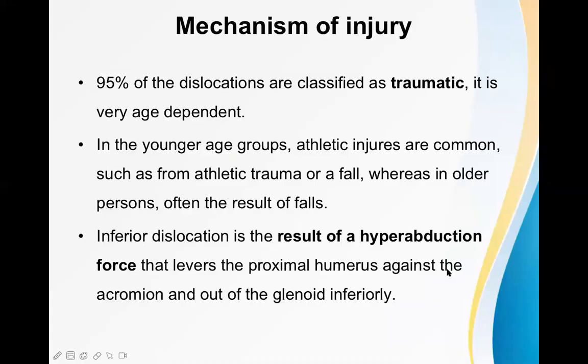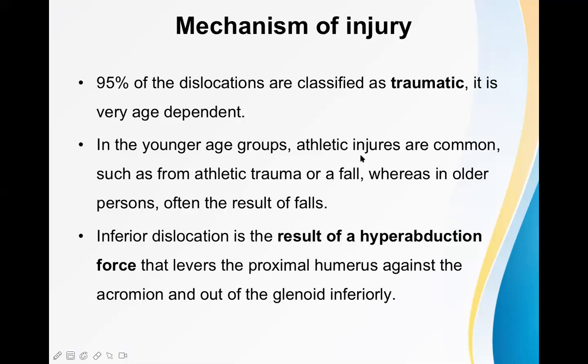Now, what is the mechanism of injury here? What type of injury causes these types of dislocation? See here, 95% of shoulder dislocations are traumatic and it is very age dependent. In older people, even a slight amount of trauma can dislocate the shoulder, isn't it? Because probably there is some pathology there. The ligaments are a little bit lax there. There may be other pathology as well.